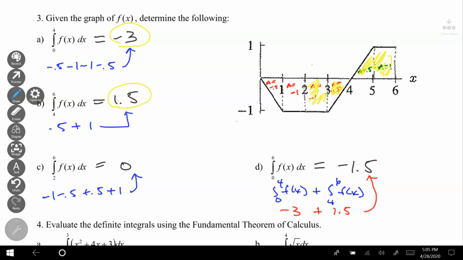And then finally, from 0 through 6, I did 0 through 4 to begin with, which was part A. And then I did from 4 to 6, which was part B, and I got my result as negative 1.5.